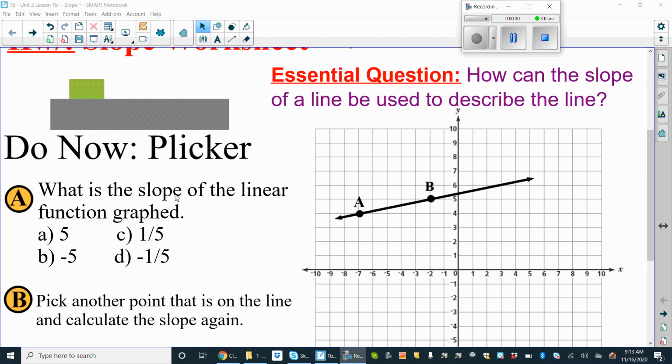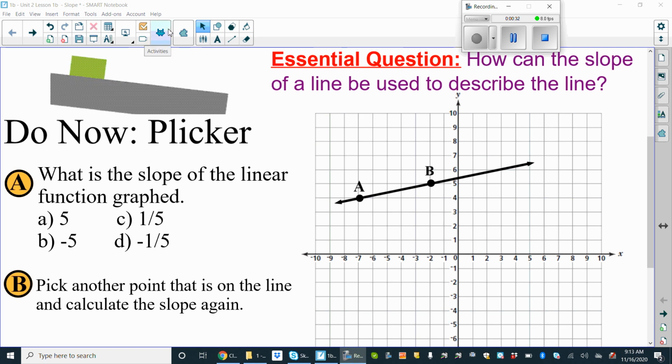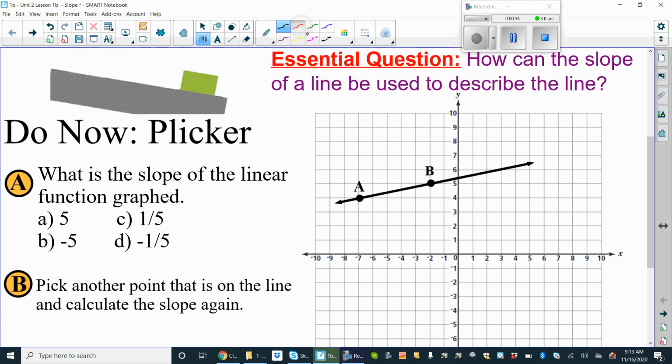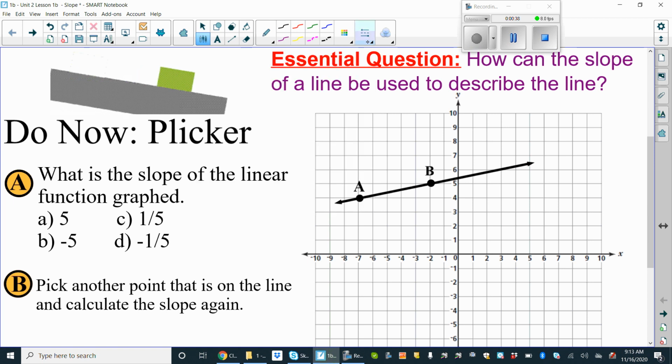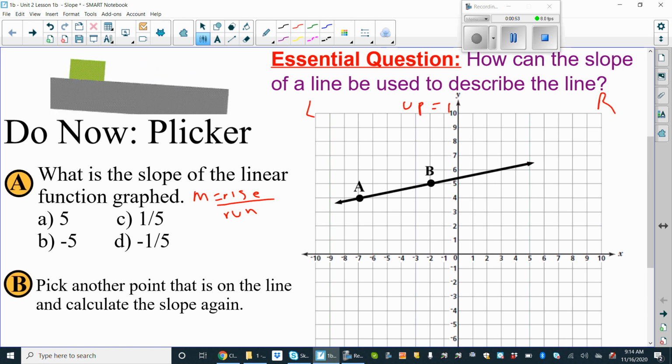So we're going to first practice what we did the last lesson, which was finding the slope using rise over run. So when you have a graph and you have to find the slope, the formula is m equals rise over run. So we know that this slope is going to be a positive slope because it's moving up from left to right. Okay? So now we just need to find the rise over the run.